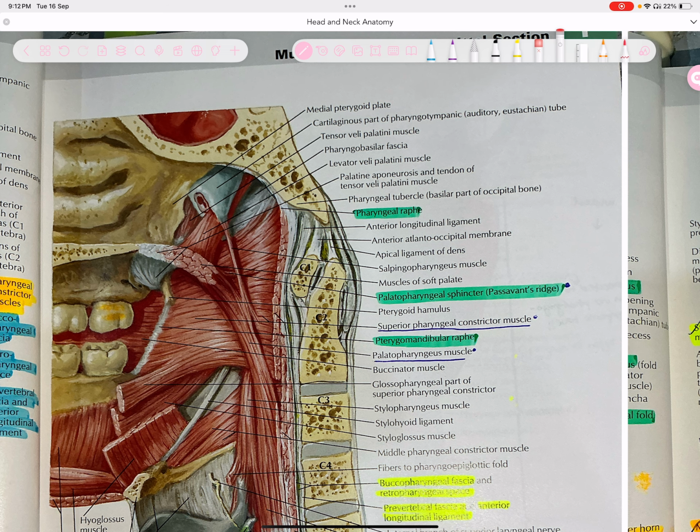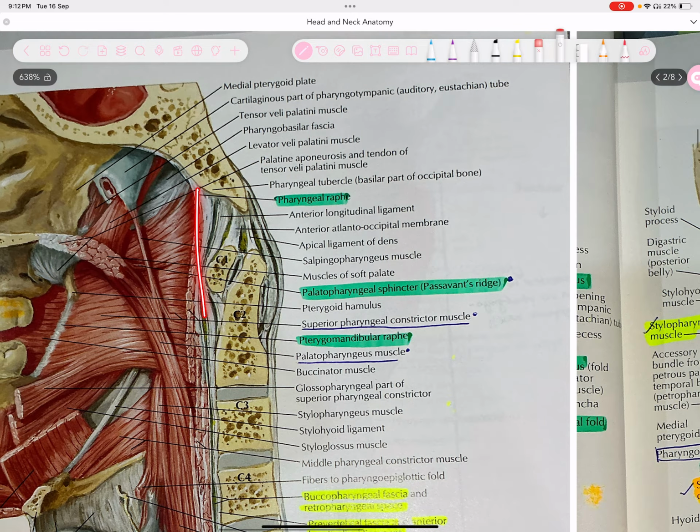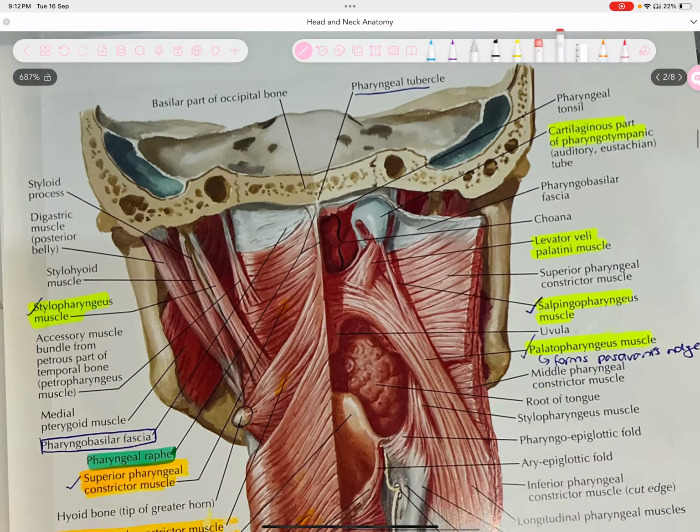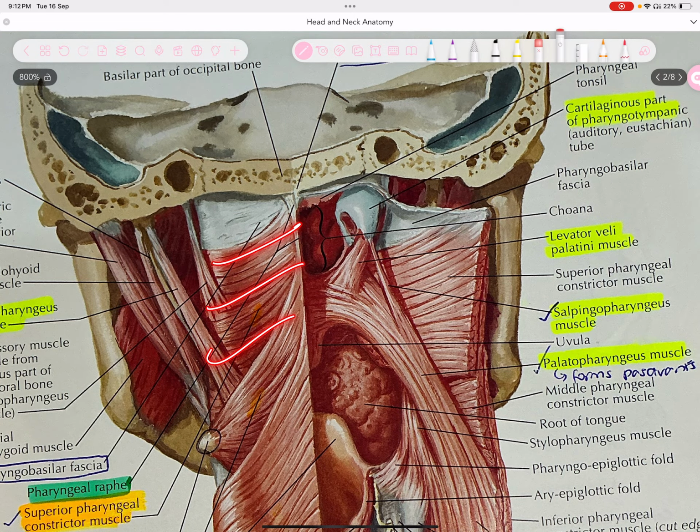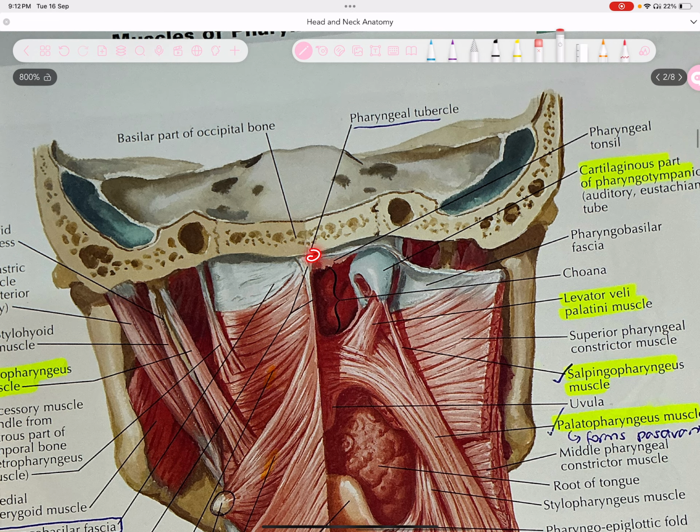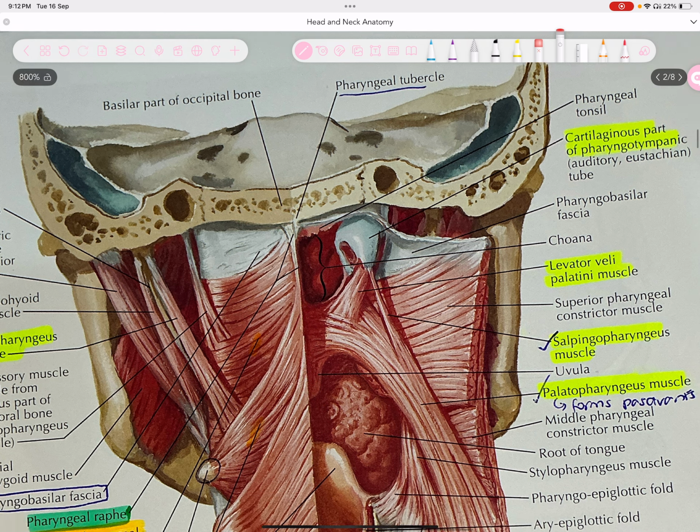It inserts into the pharyngeal tubercle, and then this is the pharyngeal raphe. So everything inserts into the pharyngeal raphe and the pharyngeal tubercle. The pharyngeal tubercle is basically on this basilar part of the occipital bone. There's a tubercle, and to this tubercle the pharyngeal raphe is also attached.